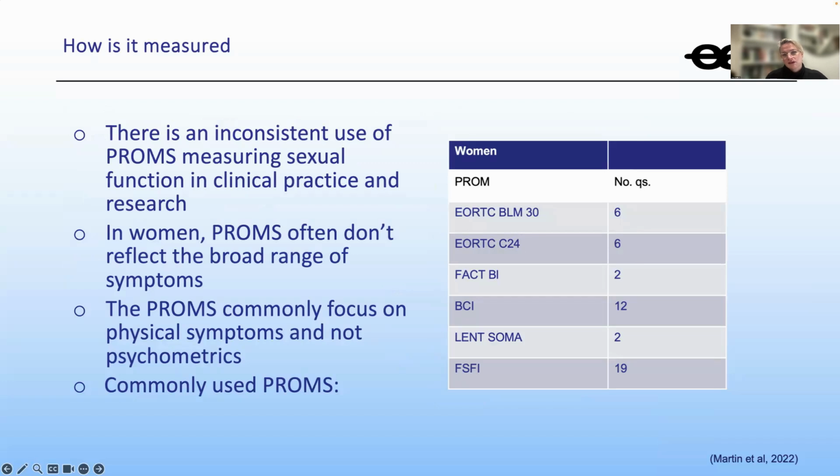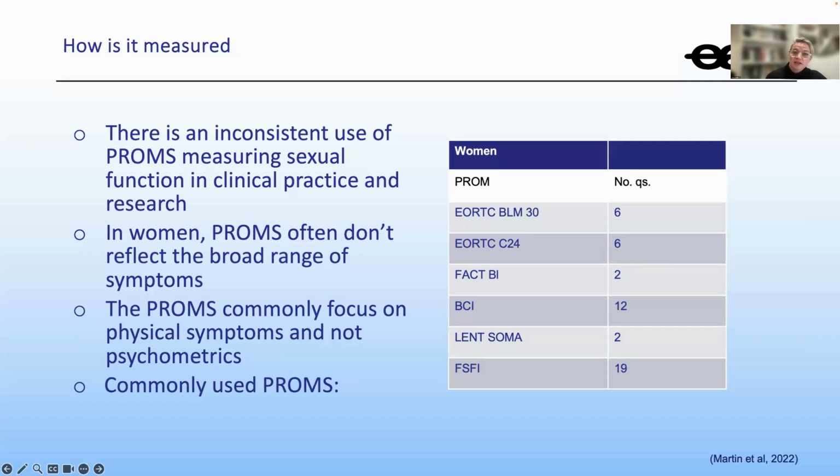My understanding is that they're not routinely collected in clinical practice in most centres, but they're used quite commonly in research. What we found with two recent systematic reviews that were conducted in bladder cancer is that the PROMs are used inconsistently, and they don't accurately capture that psychometric data that's essential for understanding female sexual function.